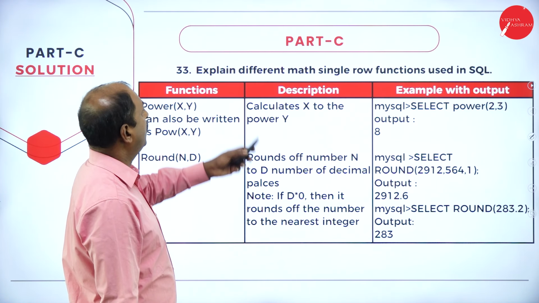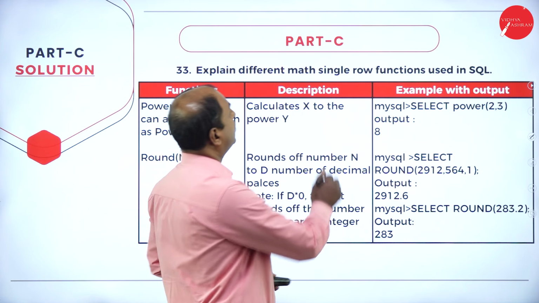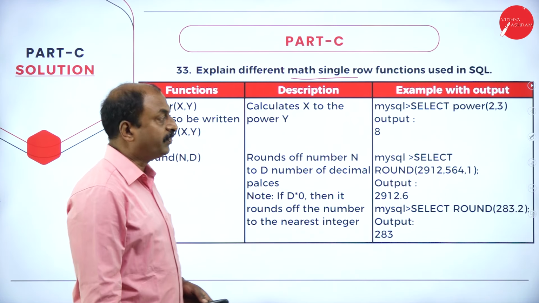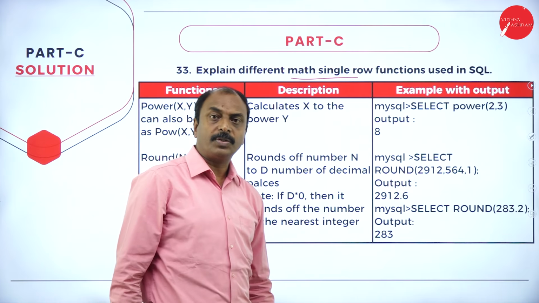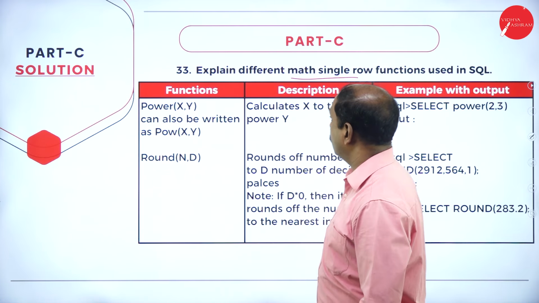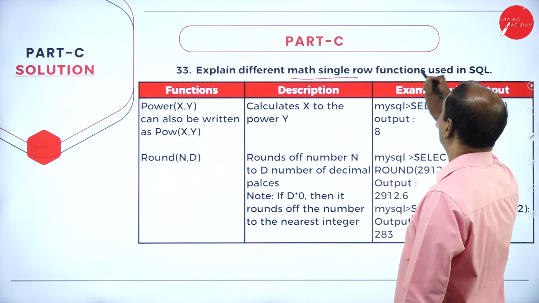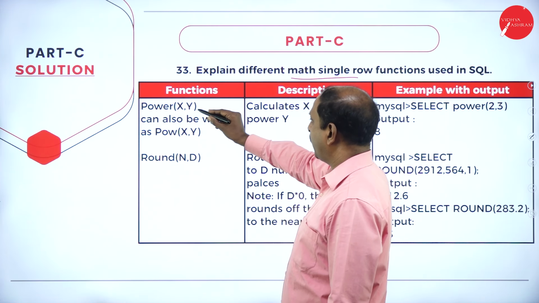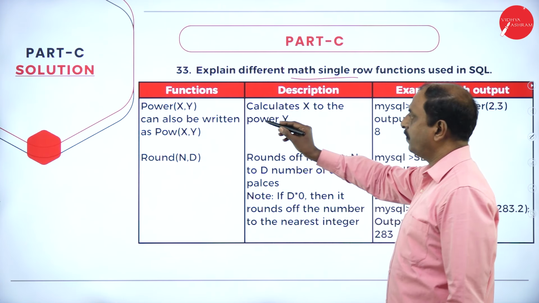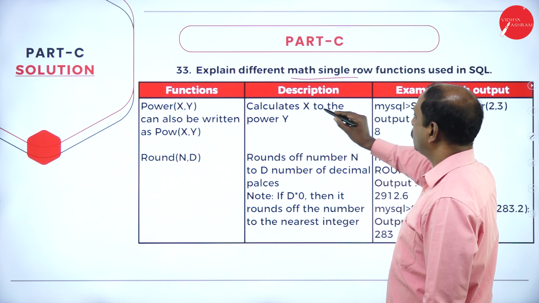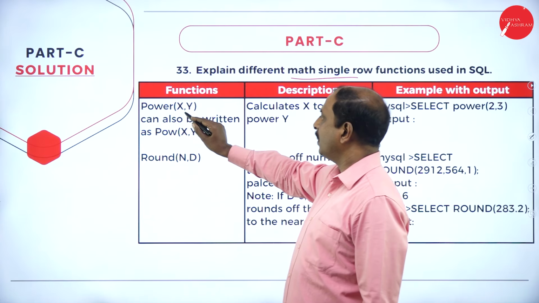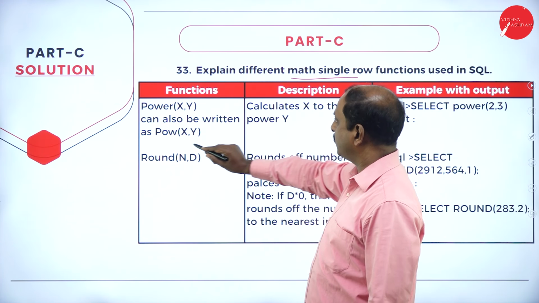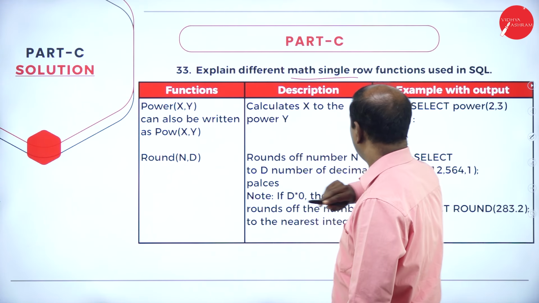Next question is, explain the different math single row functions in SQL. As we have seen in the MCQ, we had one question on aggregate functions. Now we have math single row functions in SQL. One of them is POWER(x, y). The definition is to calculate x to the power of y, or x raised to the power of y. It can also be written as POW(x, y).